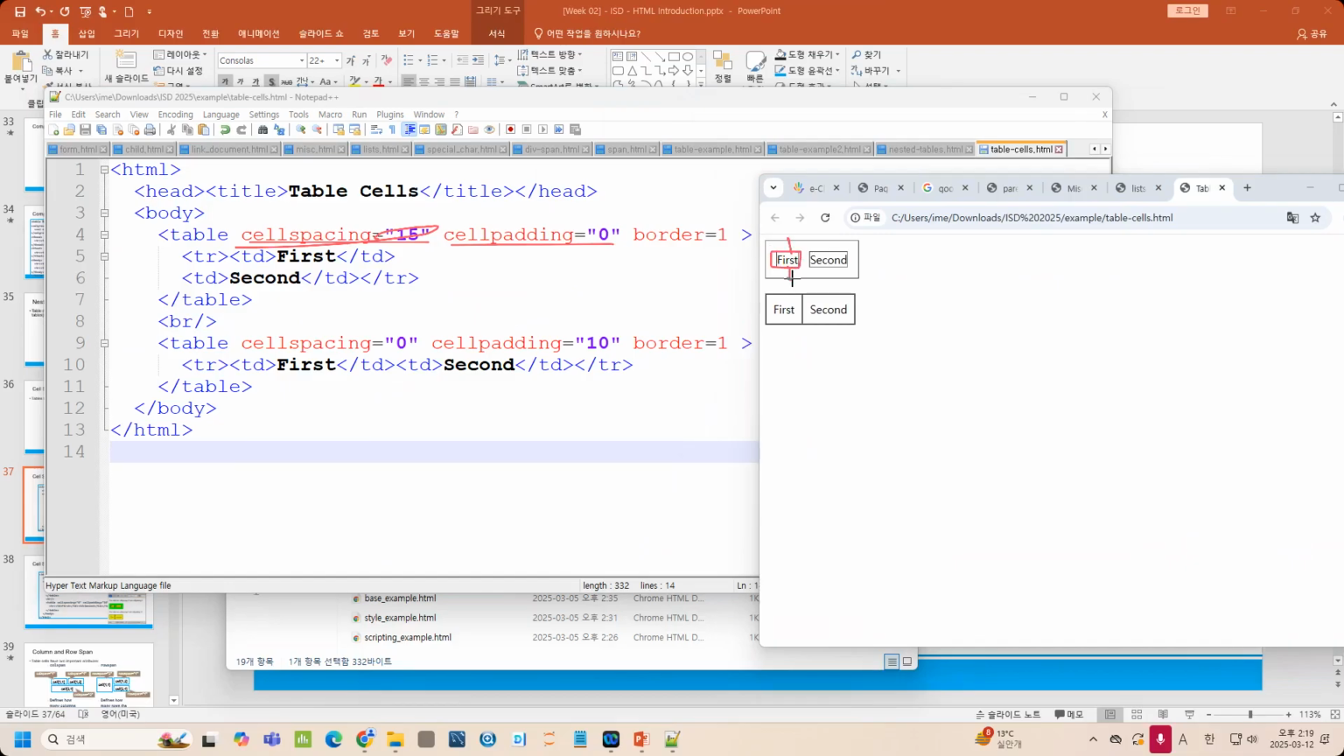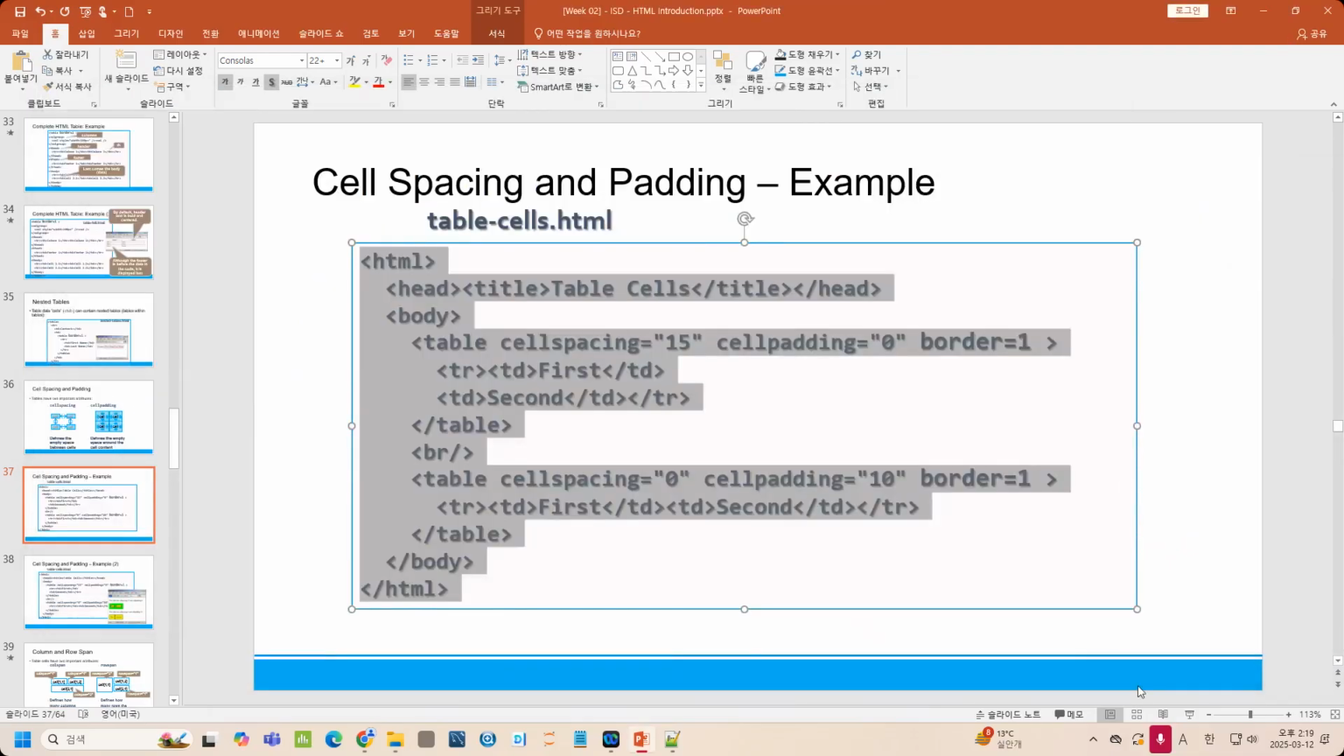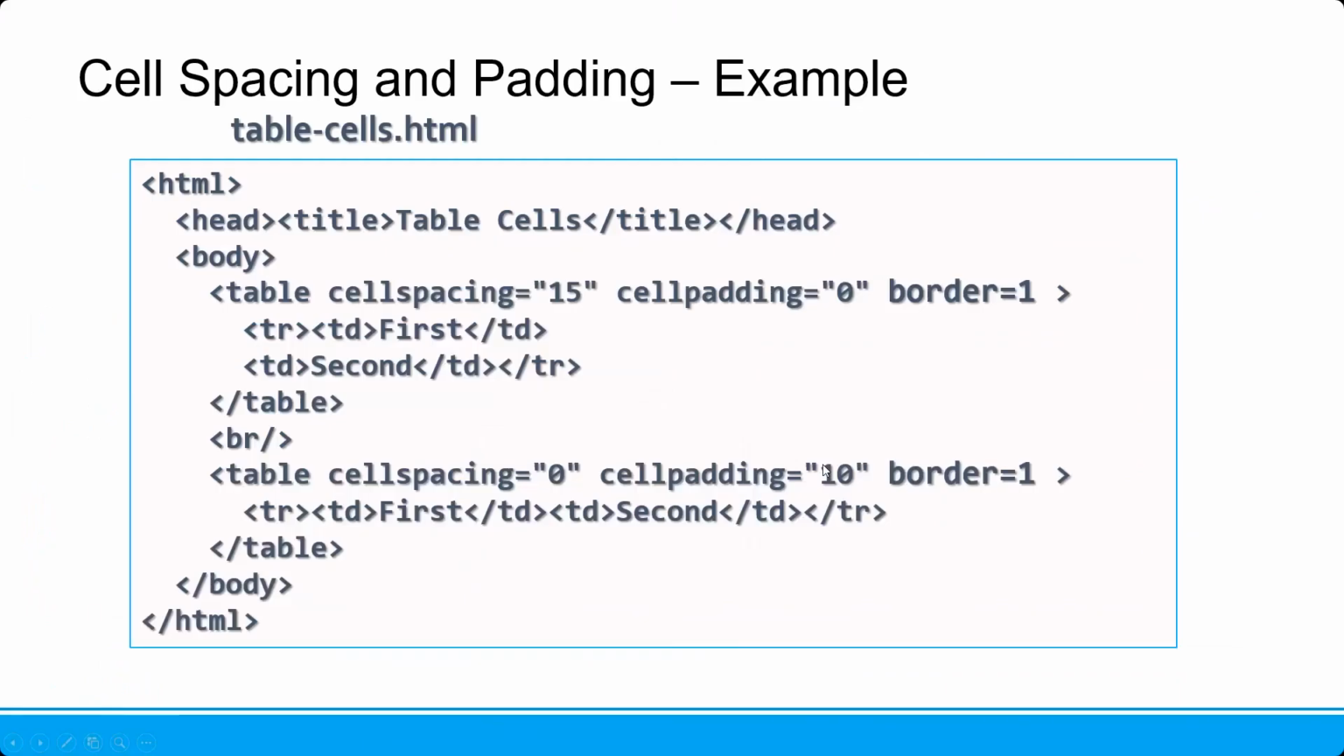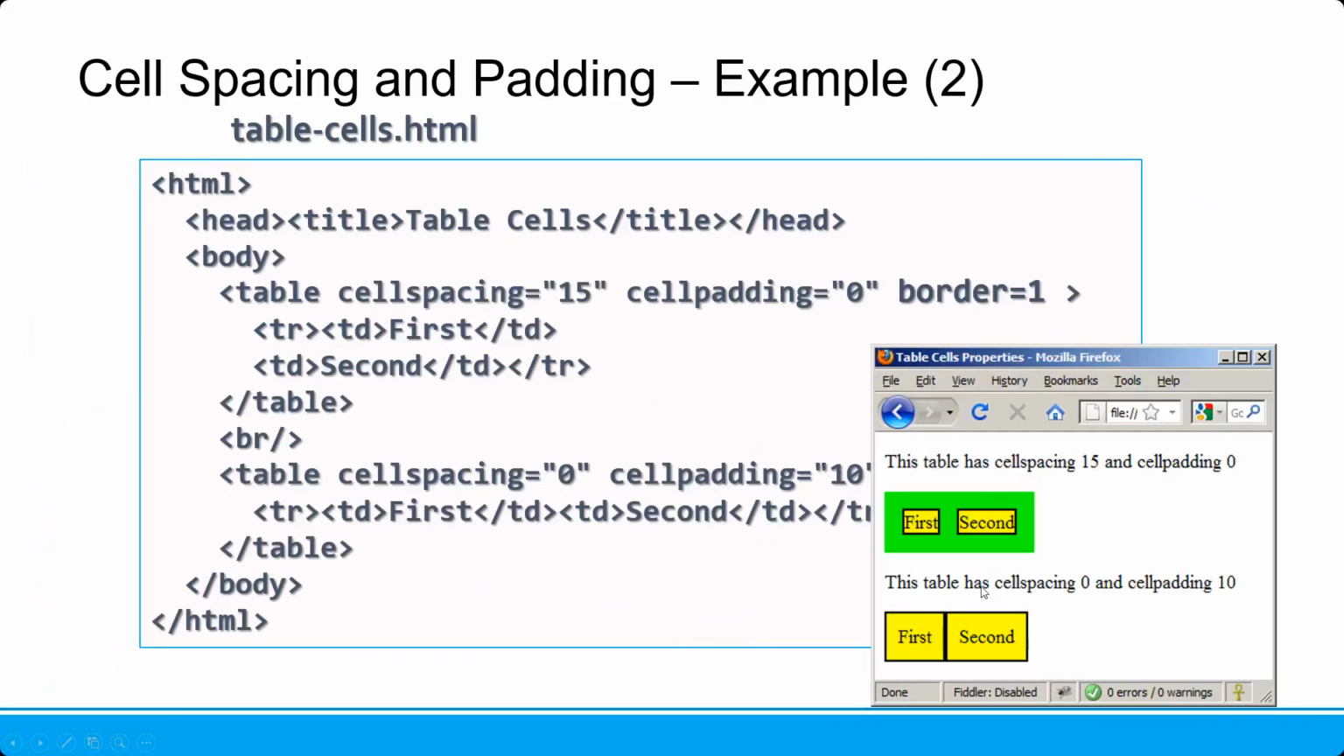So there is some space outside. But the second one here has the cell spacing at 0 and the cell padding at 10. So from the text to the border, there is some space. So that's the difference between cell spacing and cell padding. Okay, so this is the result.